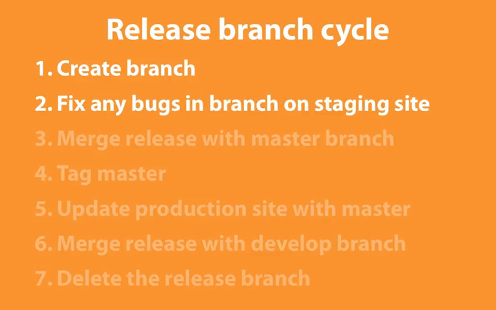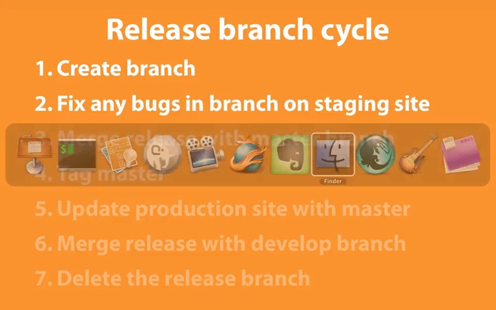Okay, our next step is to fix any bugs in the branch, typically on a staging site. In our case, we're going to go ahead and do it on the development site, which is just fine, but a staging site usually mimics the production site a little bit more. The actual server configuration should be more similar to the production site than our development site is. So let's go ahead and mimic a couple of bug fixes.